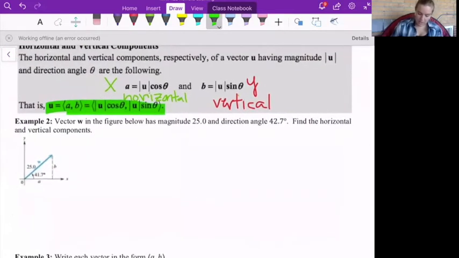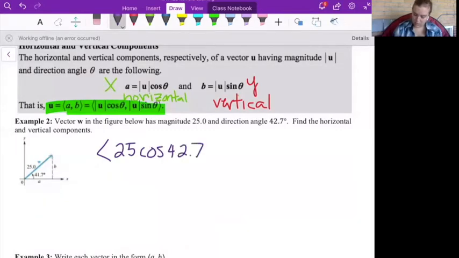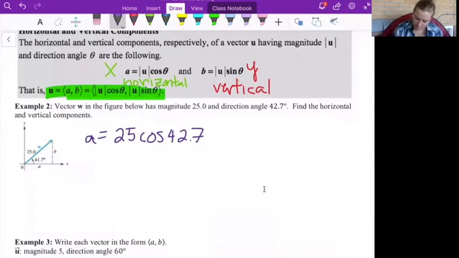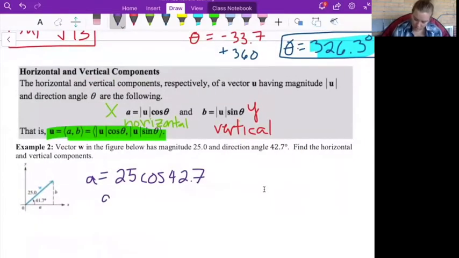And so if we're given the magnitude and the direction of a vector, we want to write this as the magnitude is 25 times cosine of 42.7. So this is going to be our A. And so then we type that into our calculator and we get that A is 18.4.